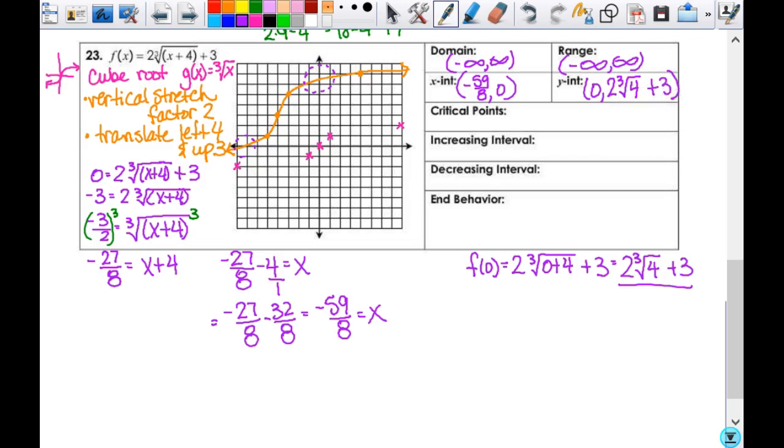Okay, critical points. This is one right here. That is my point of inflection. So that is at 1, 2, 3, 4. It's at negative 4, 3. And that is the point of inflection.